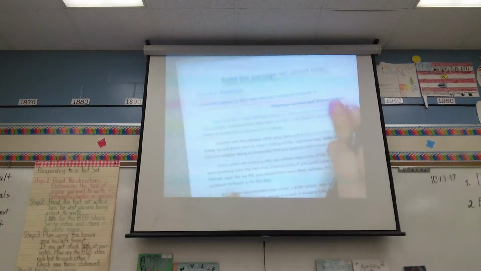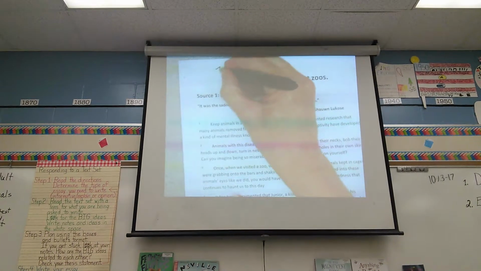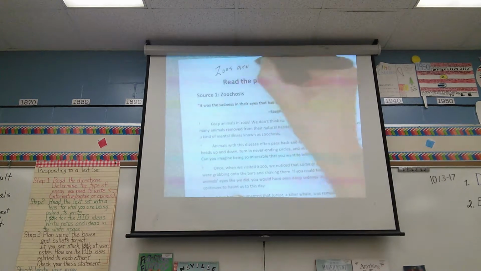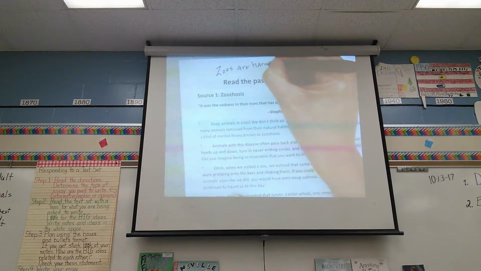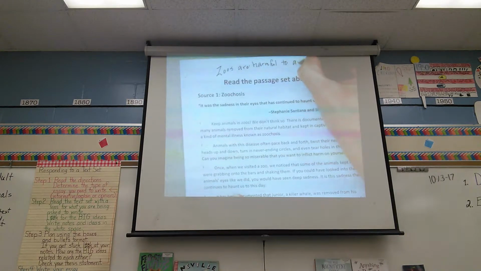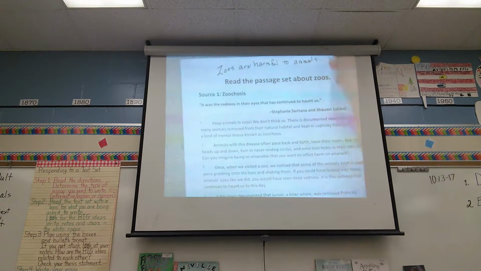So on the front, I'm going to write down what my lens is going to be. Zoos are harmful to animals. So if you remember the lesson that we had in Reader's Workshop where we said if we can identify the text structure, it helps us to tell what's important. In Writer's Workshop, if we identify our thesis, it can help us to identify the important facts that we want to pay close attention to and use in our essay.